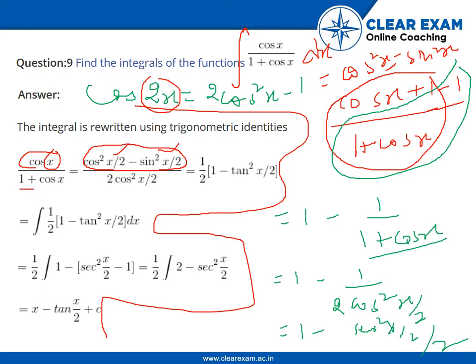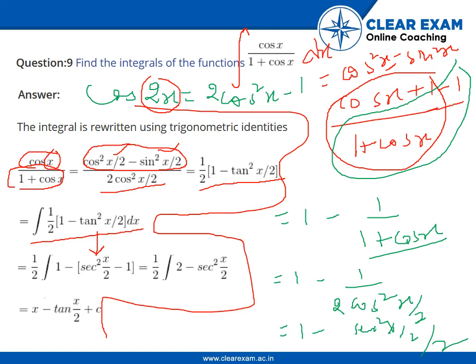And similarly, I showed you how to write 1 plus cos x as 2 cos square x by 2. So finally, we simplify our terms to half of 1 minus tan square x by 2. So half of, we bring down the term in the integration. Now we again convert tan square x by 2 to sec square x by 2 minus 1 from the identity, that is sec square x minus tan square x is equal to 1. We have used the same identity over here.